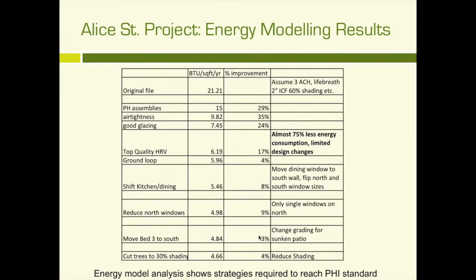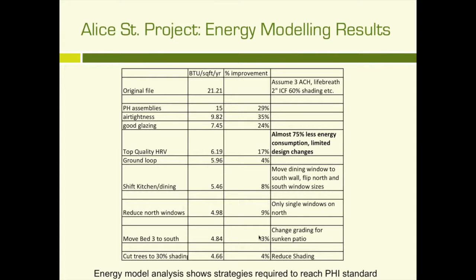So here's some of the numbers. We started with basically what Housing Nova Scotia would typically build, and we were at 21.21 BTUs per square foot per year, remembering that our PHI standard would be 4.75. So you can see we applied the passive house assemblies. We brought our air tightness down to 0.6. We put in triple glazing, double coated, low-E, argon-filled fiberglass windows, and the best Canadian HRV that we could buy.